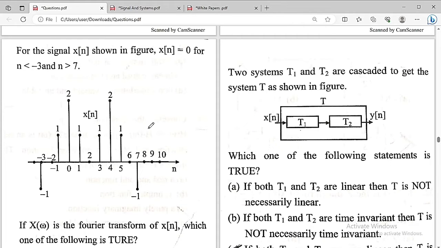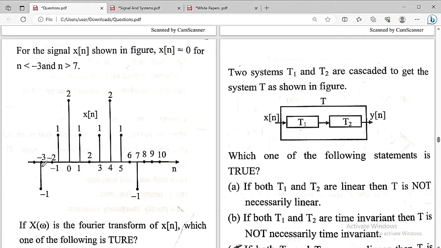So for the signal x of n shown in the figure, it is given that x of n is equal to 0 for n less than minus 3 and also for n greater than 7. If you see, for n greater than 7 all these values are 0. N less than minus 3 means minus 4 is less than minus 3, minus 5 is less than minus 3, so all these values have become 0.